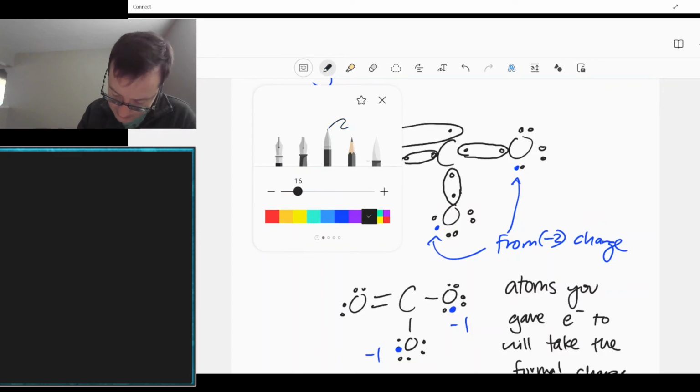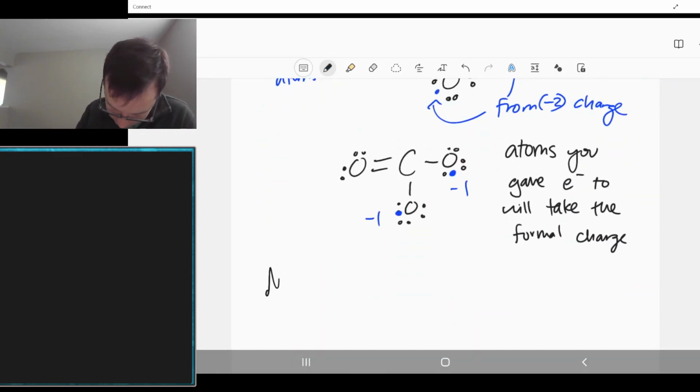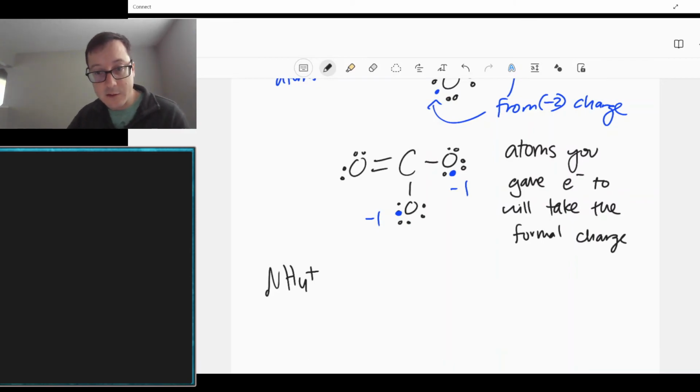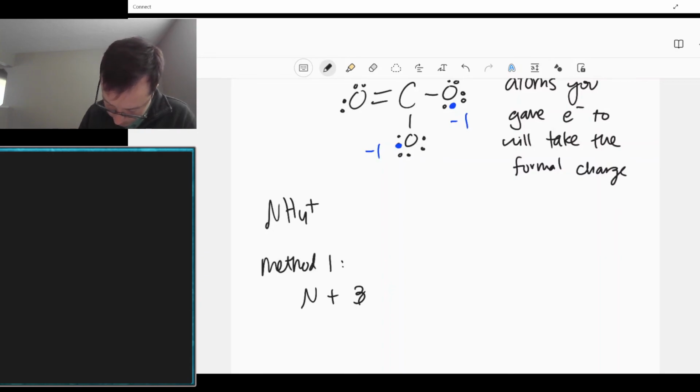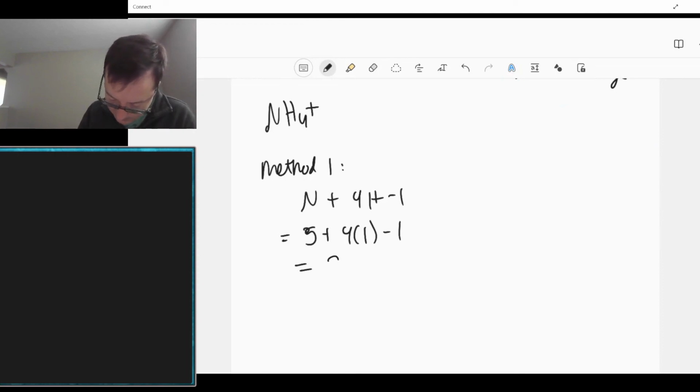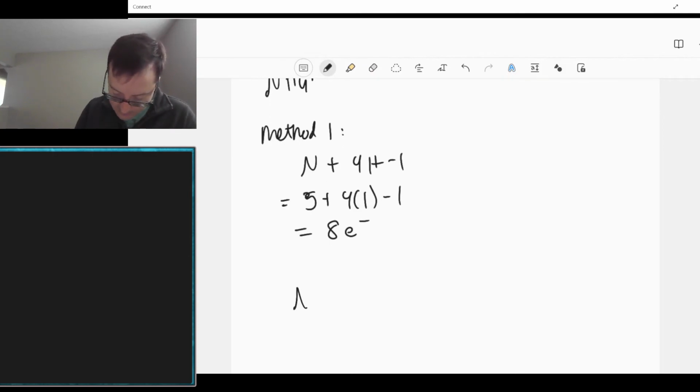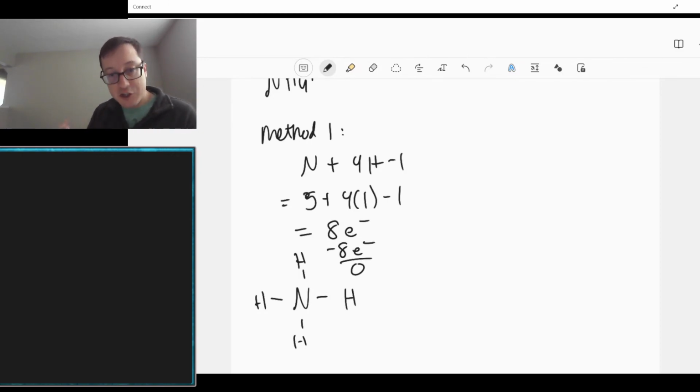If we take a look at something like ammonium, let's do it both ways. Method 1. We have 5 plus 4 times 1 minus 1, which is 8 electrons. If we go ahead and draw them, we will use our 8 electrons. We have none left. Check for octets.